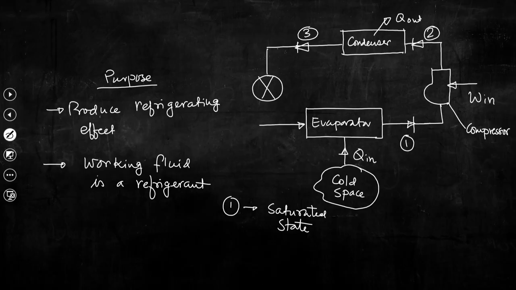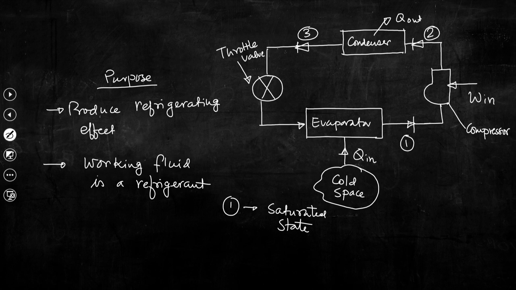So, this is known as the throttle valve. The sole purpose of providing this throttle valve in the circuit is to expand the high pressure refrigerant that comes out from the condenser to the evaporator pressure. So, this is the total circuit.